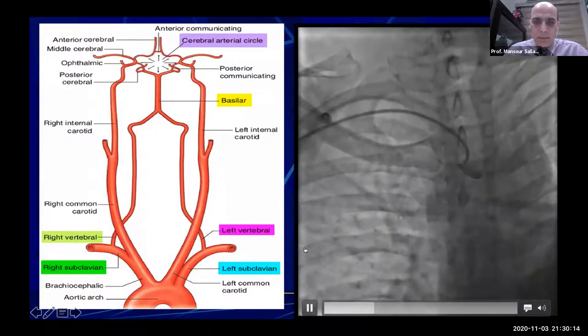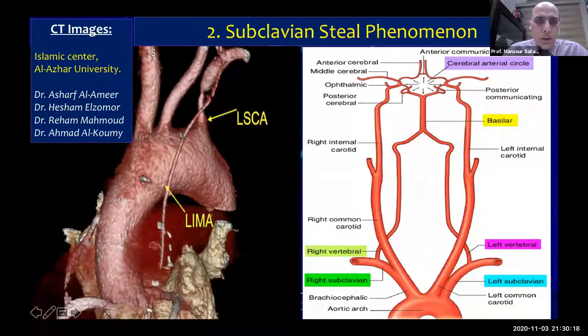One can anticipate that when you have left subclavian artery obstruction in the proximal segment here, blood flow and pressure will decline markedly. So what will happen? We do expect a reversal of flow from the basilar artery into the ipsilateral vertebral artery, to compensate for the hemodynamic support of the upper extremity in the same obstructed vessel. This nice picture was done at Al-Azhar University. So there is a reversal of shunt from the ipsilateral vertebral artery to compensate. So it steals the blood from the vertebrobasilar part.